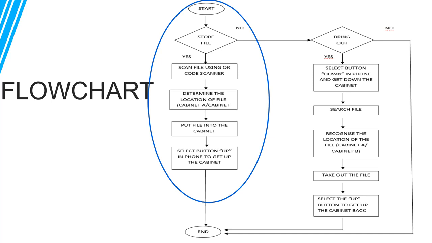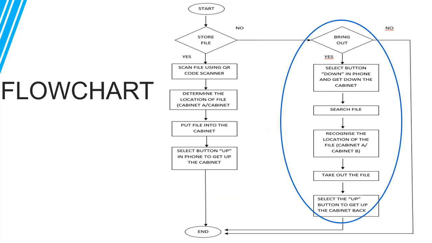The user can put or store the file into the cabinet, either cabinet A or cabinet B, according to the QR code setting. After that, push the up button to move the cabinet up using MIT App Inventor.